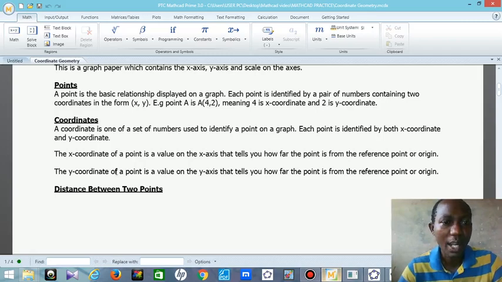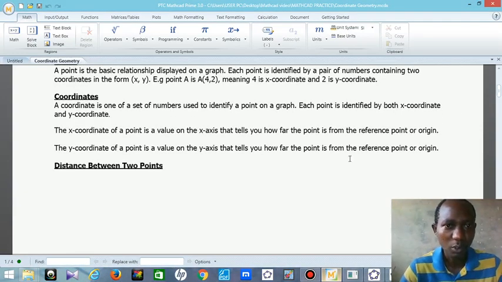Then the same thing, the y coordinate of a point is a value on the y-axis that tells you how far the point is from the reference point. So those are the 2 main pieces of information you need. With this, you are done with the introduction to coordinate geometry.